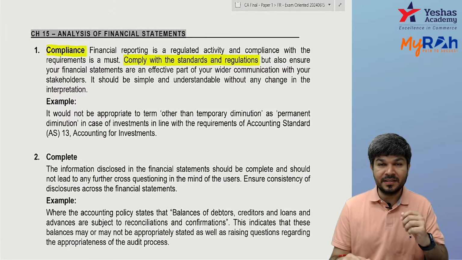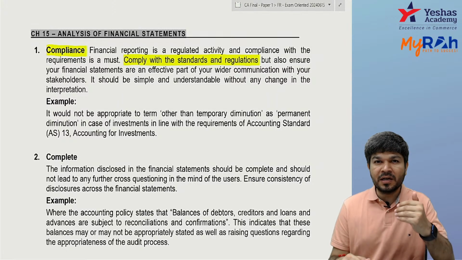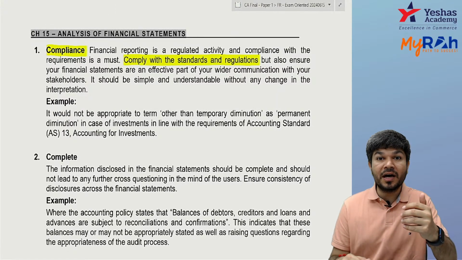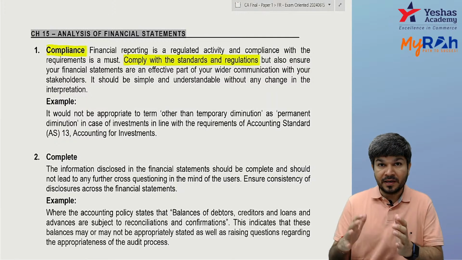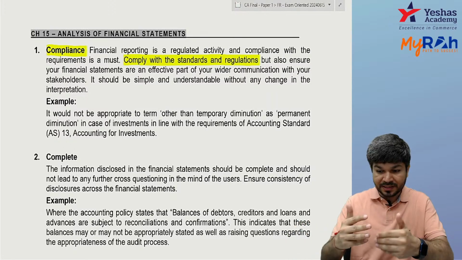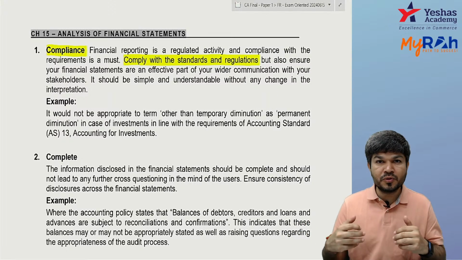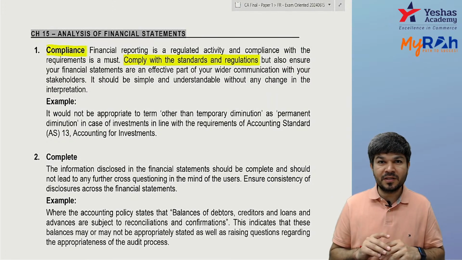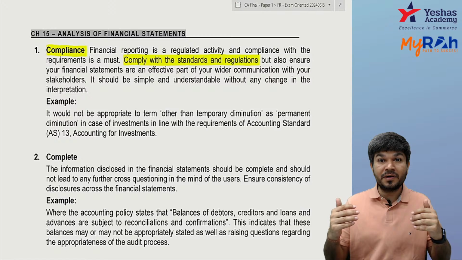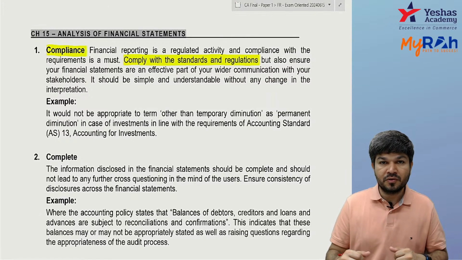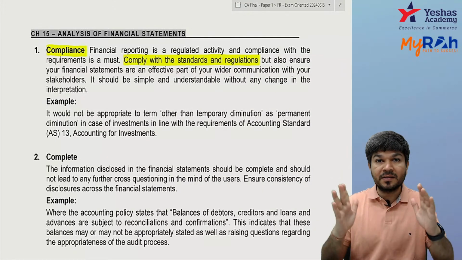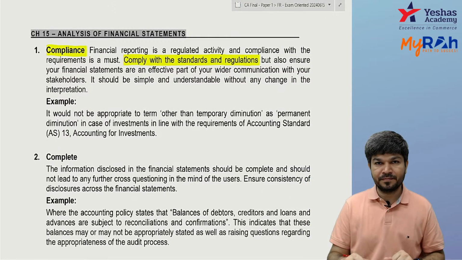Under your AS 13, your long-term investments are carried at cost unless there is a diminution other than temporary. If other than temporary diminution is there, then in that case the value is reduced. Most of us in CA intermediate, rather than using the words other than temporary, used to use the word permanent diminution. There is a difference between other than temporary and permanent.